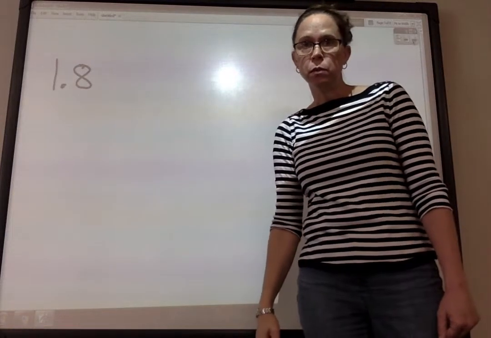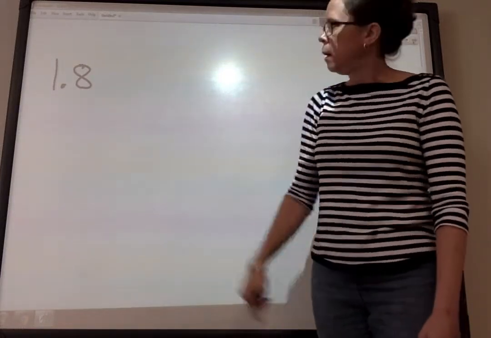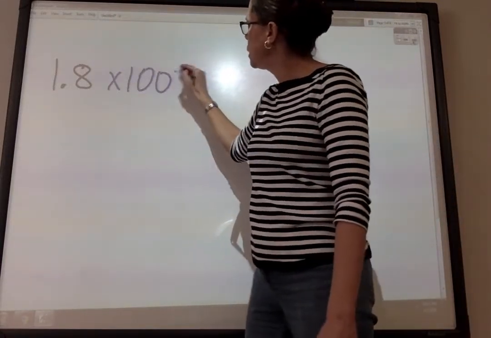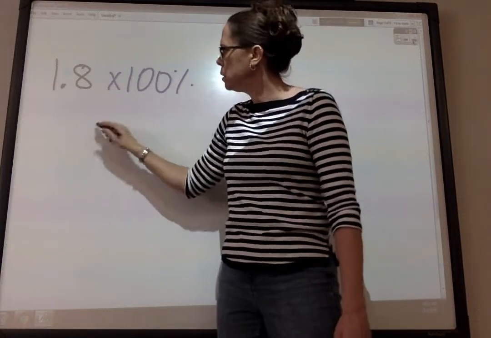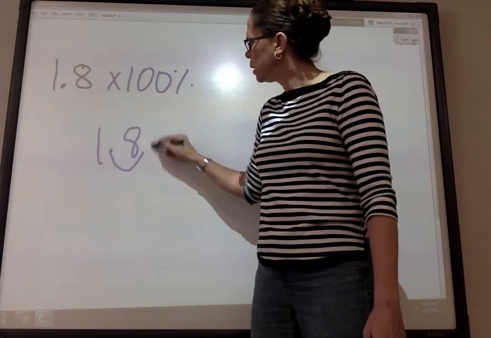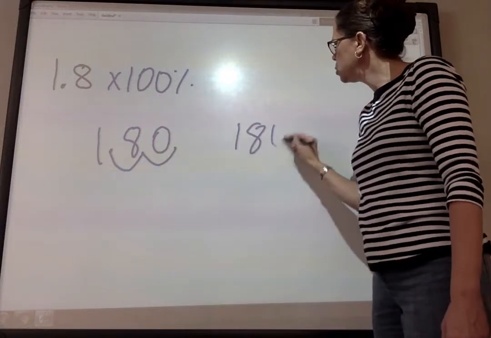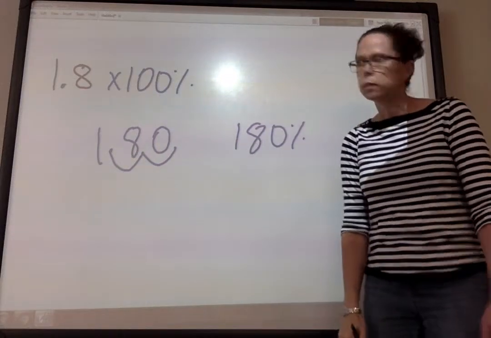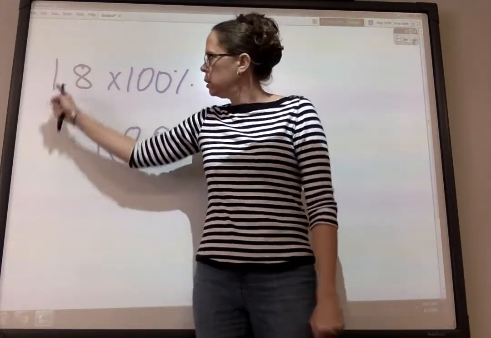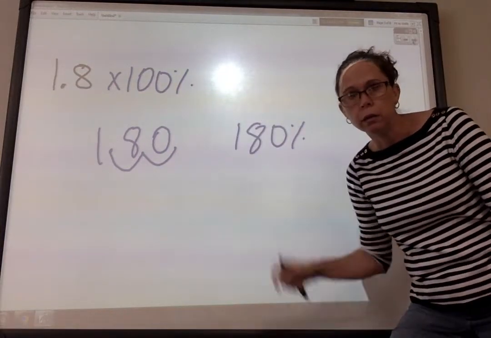Now let's move to a decimal. My first slide says I can change a decimal to a percent by multiplying it by 100%. So 1.8 times 100%. What happens to my decimal? When I multiply by 100, it moves to the right twice. If I add a 0, 1.8 is the same as 180%. Now think about it, guys. 1 is 100%. So if I have a decimal number bigger than 1, my percent is going to be bigger than 100%.